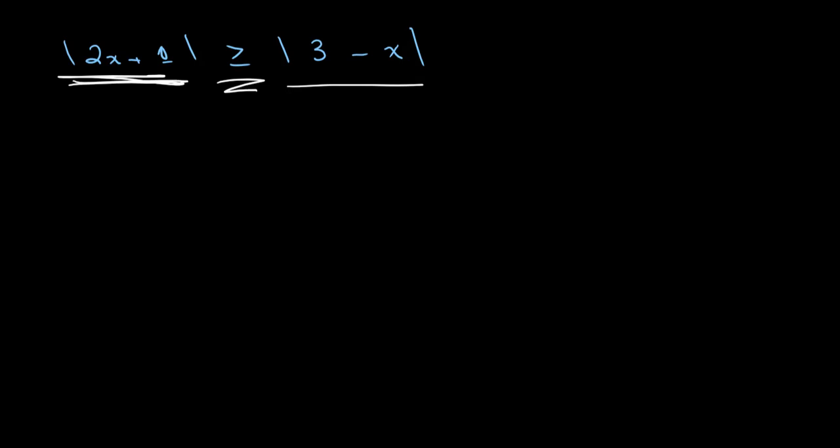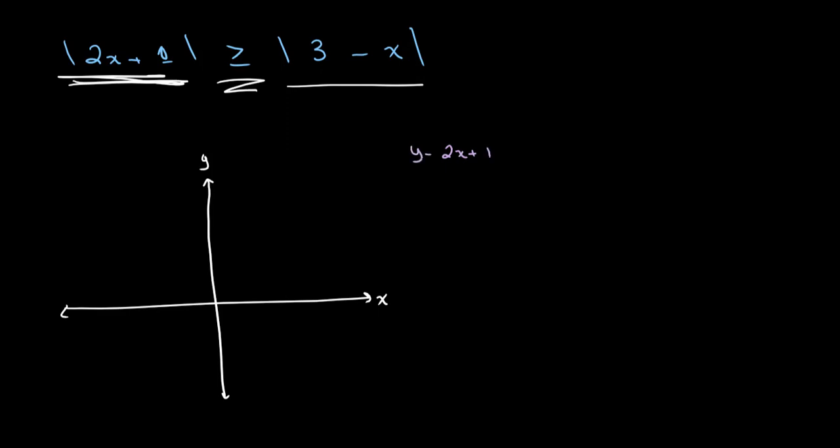So let's draw our axes. So our y-axis and our x-axis. So let's first graph 2x plus 1. So y is equal to the absolute value of 2x plus 1. So we start by graphing y is equal to 2x plus 1. This gives us, when y is 0, then x is negative 1 over 2. So that's right about there.